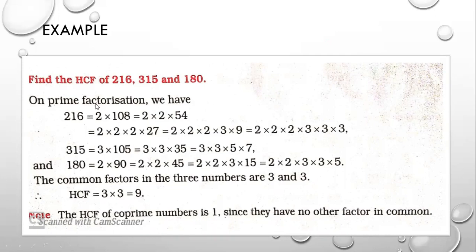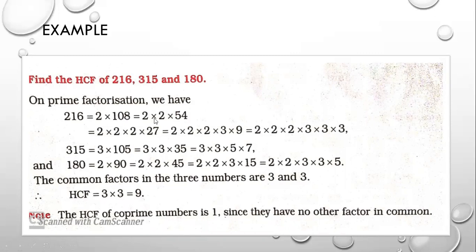So for the number 216, in the ones digit we have 6. According to the test of divisibility, this is divisible by 2. So that's why 2 is written here. So 2 into 108. Next, again in 108, the ones digit is 8, which is again divisible by 2. So you get 54. Again in 54, the ones digit is 4, which is again divisible by 2.